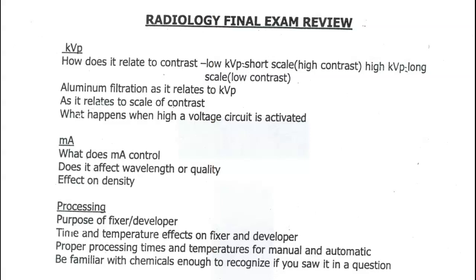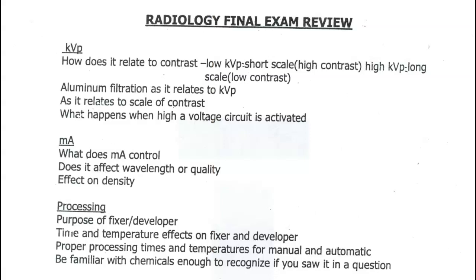The next item is MA. Make sure you know what MA controls. MA controls the heating of the filament. With heating of the filament, you get the number of electrons in the electron cloud that forms on the cathode end of the tube. So just make sure you know that with your MA, you're controlling how many electrons are available in that electron cloud.